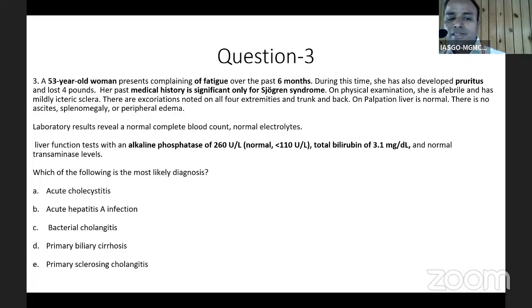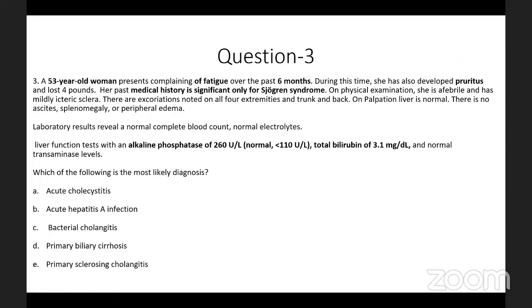Laboratory results show a normal CBC, normal electrolytes, and normal liver function tests otherwise. Alkaline phosphatase is 260, and total bilirubin is 3.1, with normal transaminase levels. Which of the following is the most likely diagnosis? Primary biliary cirrhosis.